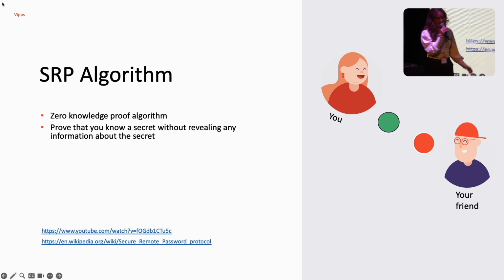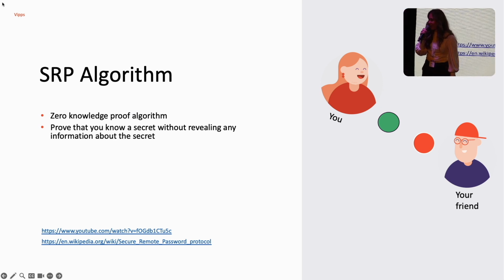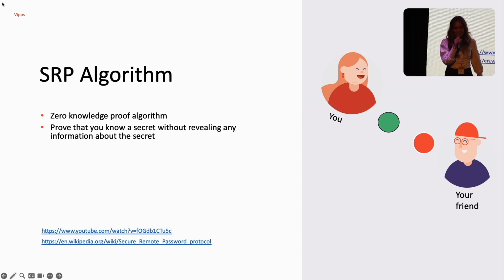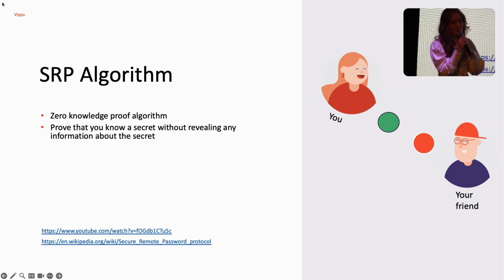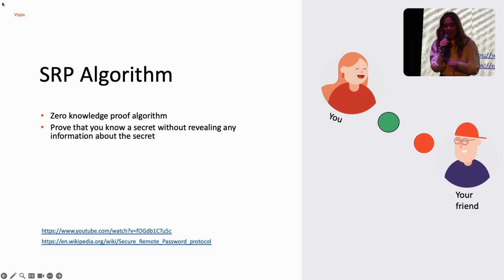Yes. So far, we have established that we have this login system Vipps, and that if a user manages to prove their identity, they will get some access tokens from Vipps. And the question now is, what happens in between? How does a user in our login system manage to prove that they are who they say they are? What we use in Vipps is something called the SRP algorithm, and it is based on a concept called zero knowledge proof.